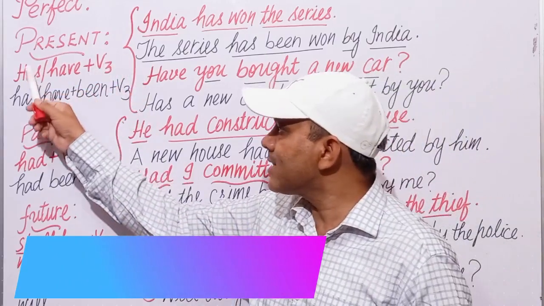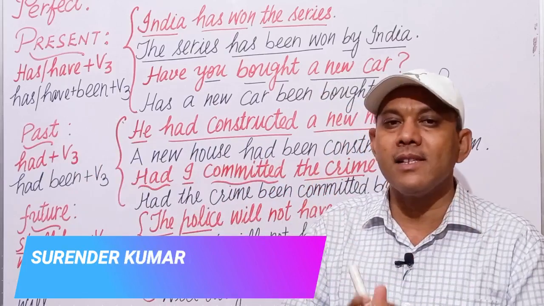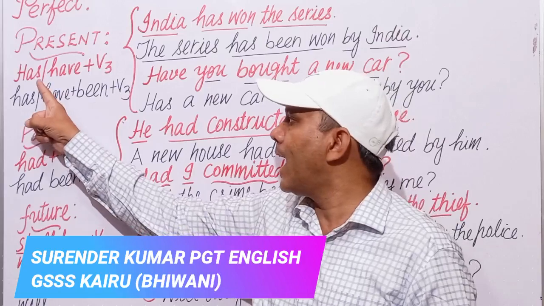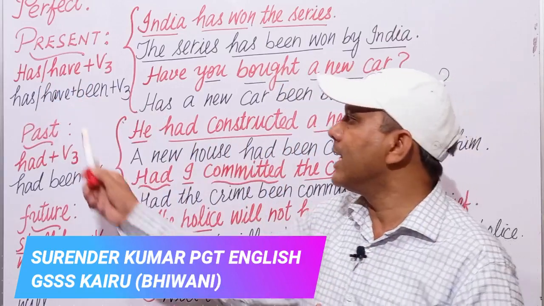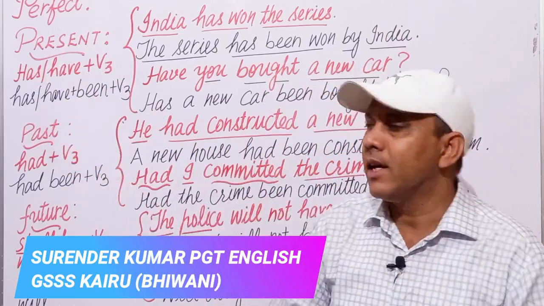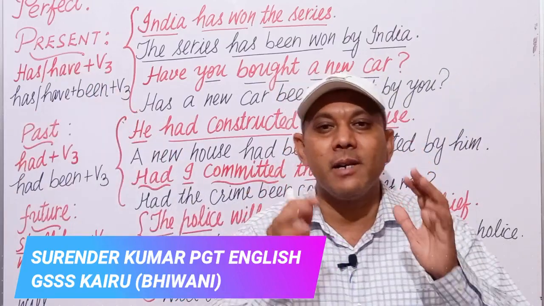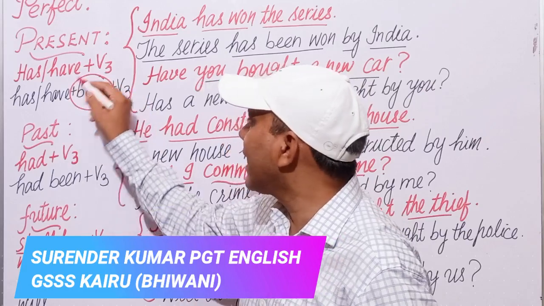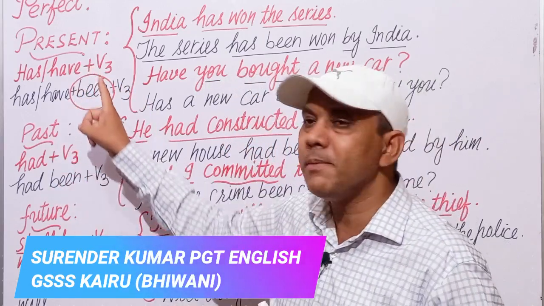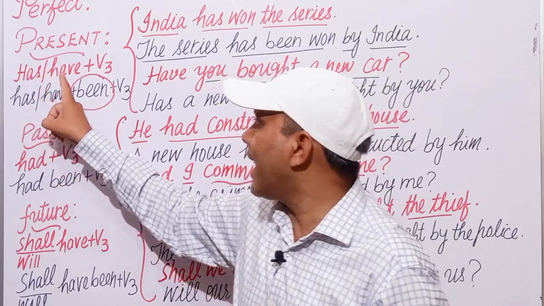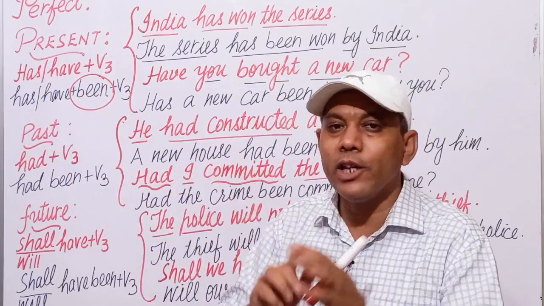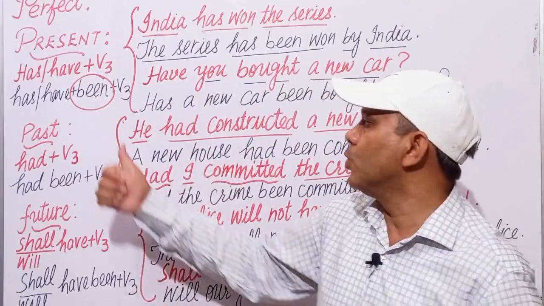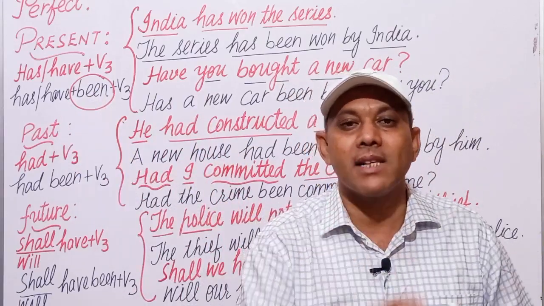As far as the structure of perfect tense is concerned, you are very well aware that has, have plus V3 is used to represent an action in present perfect tense. So, we shall use been in case of passive voice of present perfect tense. Has, have, been plus past participle to express the action in passive form.